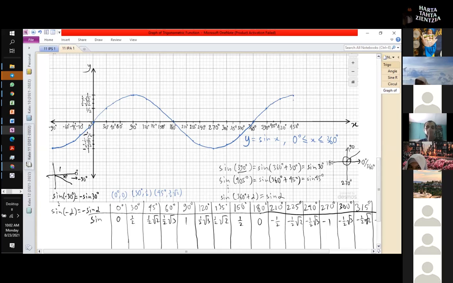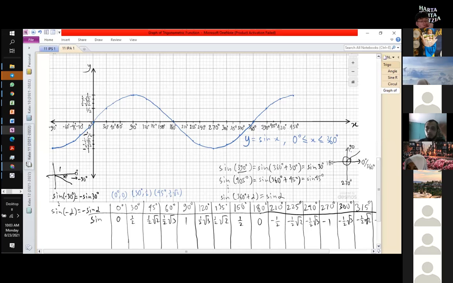Okay, something like this. It still looks like a wave. And actually, the angle from 0 to 360 degrees is one rotation, and then from 360 degrees to the next 360 degrees is another rotation, and so on.